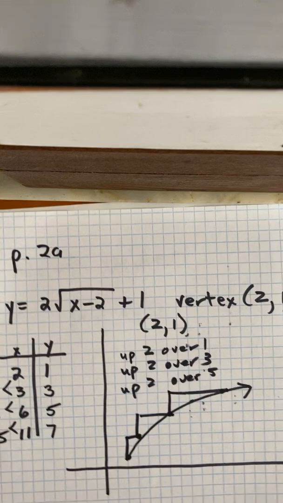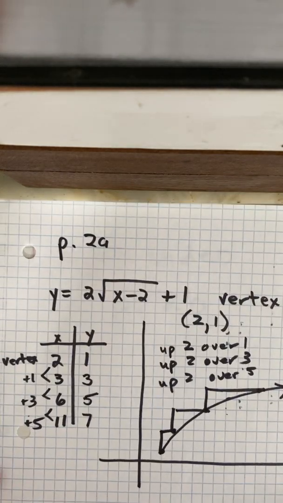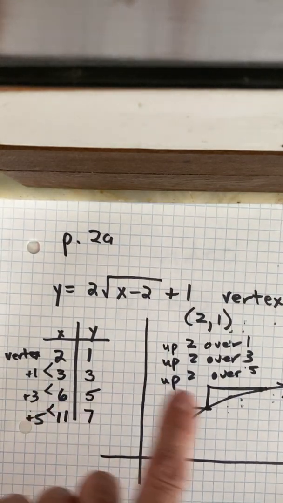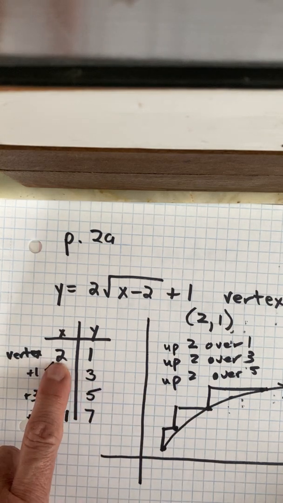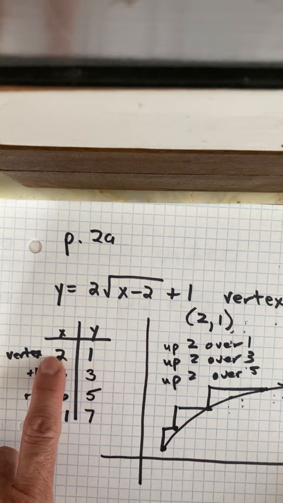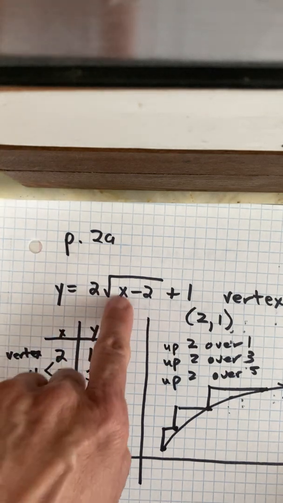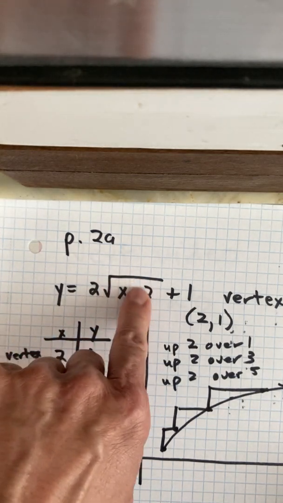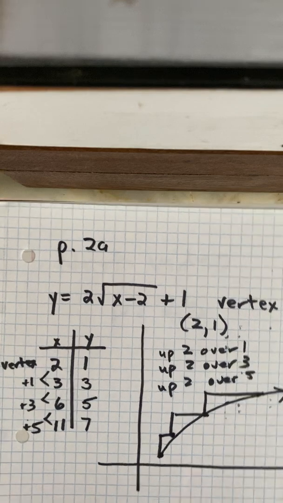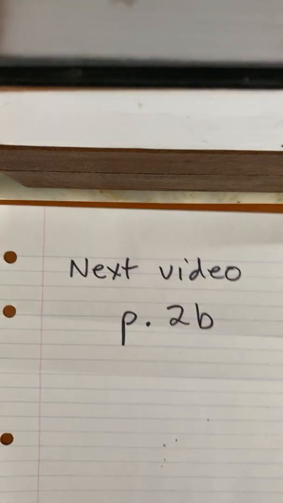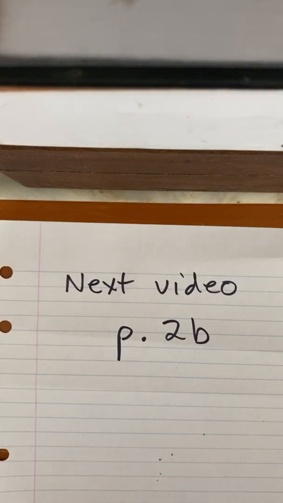So the shortcut method does indeed work, but you can either use the table or the shortcut. When you use the table, you always start with the vertex. Does not matter what numbers you pick, but if you pick numbers that make it a perfect square underneath the radical, it just makes the math easier. Okay? So now in the next video, we're going to go over page 2b.